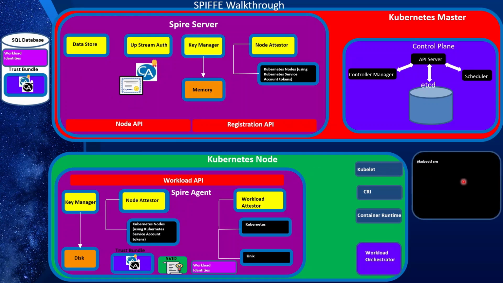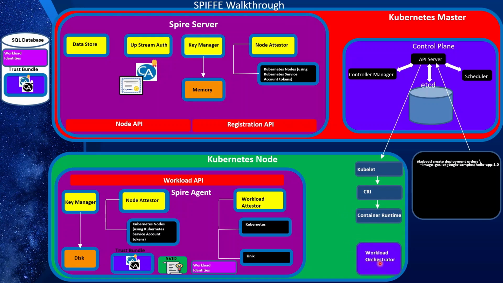Let's say now we are going to deploy an application. A pod is going to be deployed. So this is the command that is sent to Kubernetes. It goes to the API server, goes to the kubelet, then goes to the CRI, or container runtime interface, and then calls into the container runtime to actually create the pod.